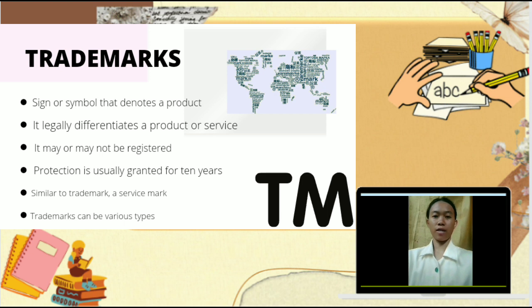So, trademarks. A trademark is a sign or symbol that denotes a product. It legally differentiates a product or service. It may or may not be registered. Protection is usually granted for 10 years, and similar to a trademark is a service mark. Trademarks can be of various types.